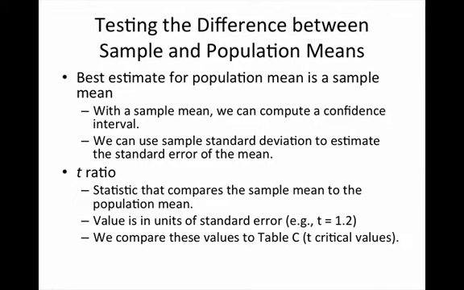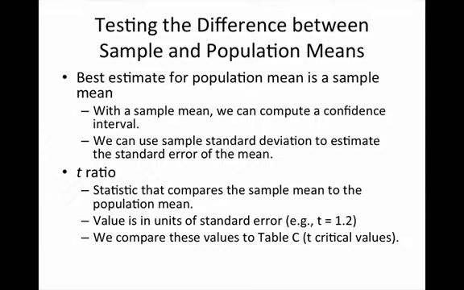Now we're going to start by talking about the different tests for this unit. And we'll start by testing the difference between sample and population means. The best estimate for the population mean is going to be a sample mean. When we don't have access to the population mean, the sample mean is usually a pretty good estimate, and it becomes more so as we get more people in our sample.